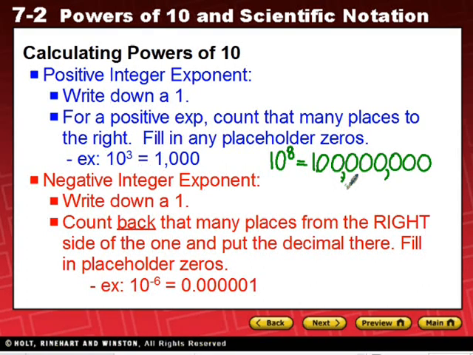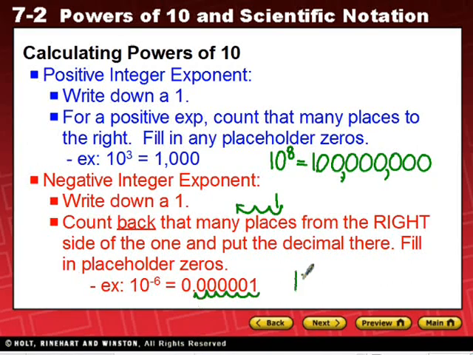For a negative integer exponent, this is the next box down, you're still going to write down a 1, but now you take that exponent number and you count back that many places from the right side of the number, the right side of the 1, and you put the decimal there. Fill in any placeholder zeros. So remember, 1 is really 1 point something. So when we're going back now, we start on the right side and then we count backwards from there. So 10 to the negative 6th, we started here. 1, 2, 3, 4, 5, 6 places, which means it's 5 zeros.